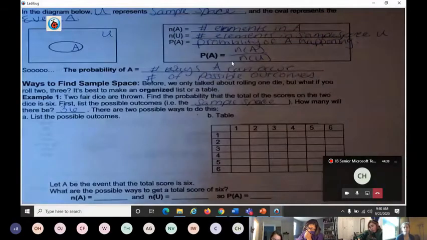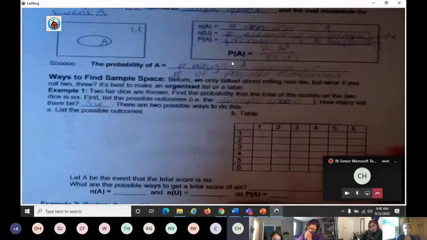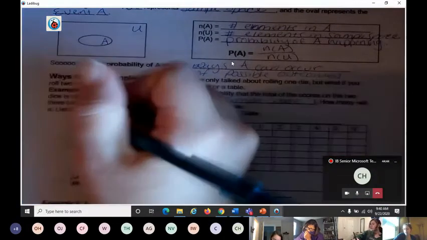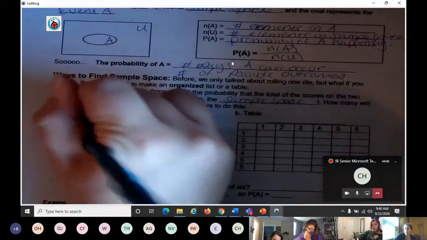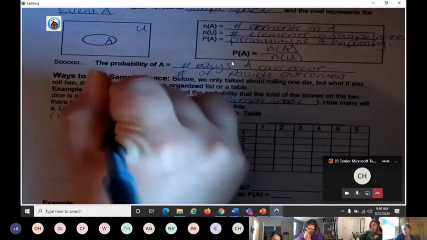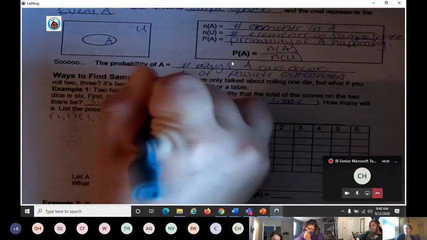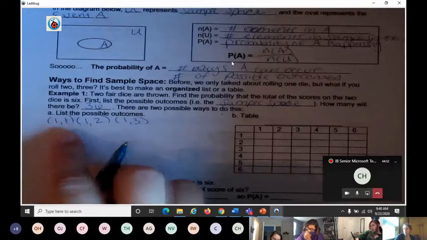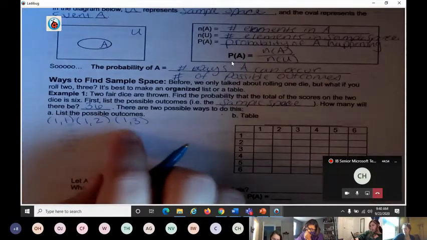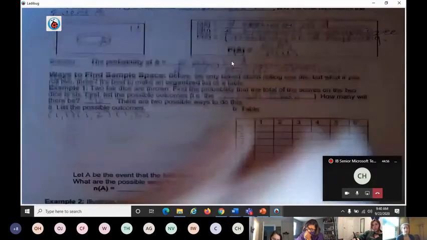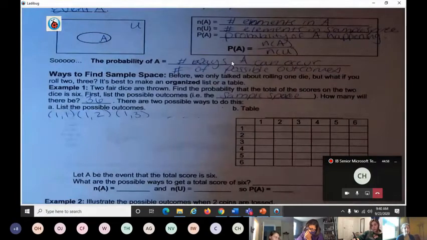Okay. Now, there are 2 possible ways to do this. We could literally go through and do 1, 1, 1, 2, 1, 3, and say I could roll a 1 and a 1. I could roll a 1 and a 2. I could roll a 1 and a 3, and on and on and on. But do we want to do that? No. It's going to take forever to write out all 36 pairs.